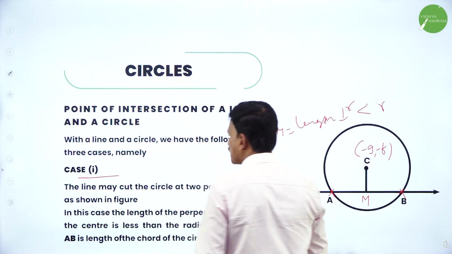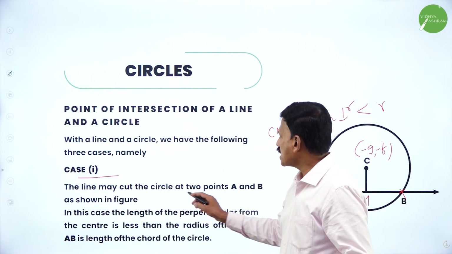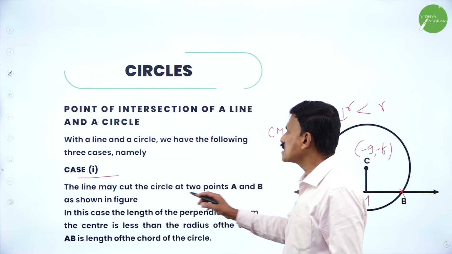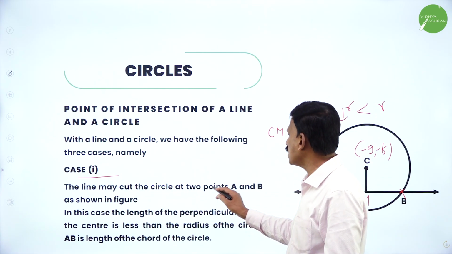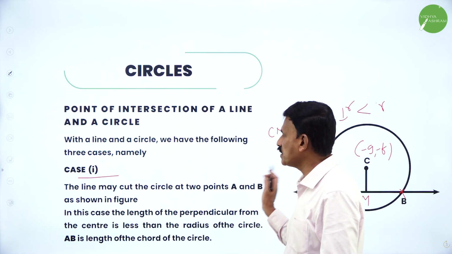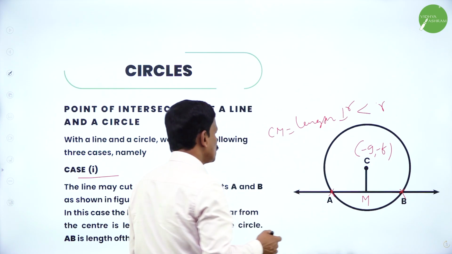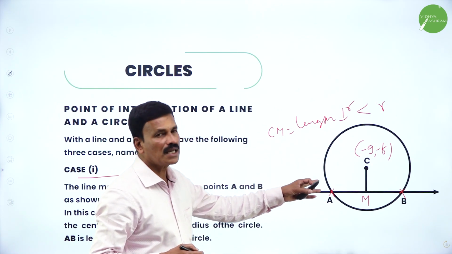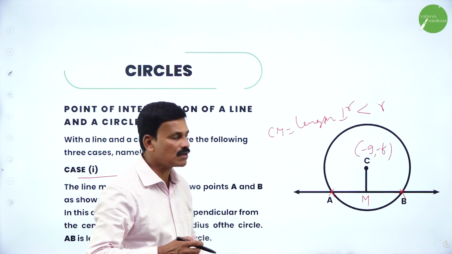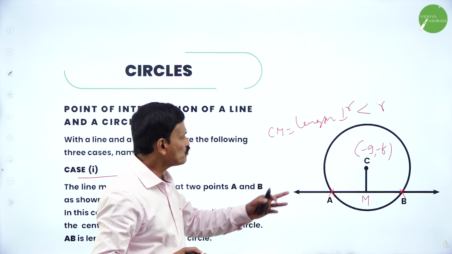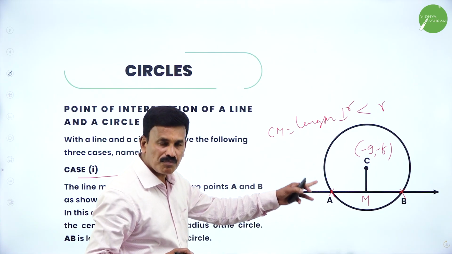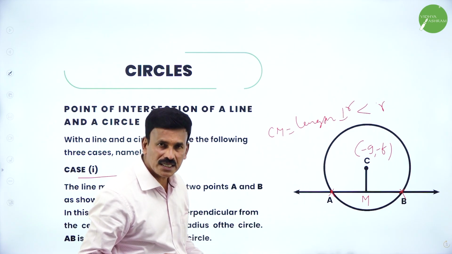So, first case, the line may cut the circle at any 2 points. If the line cuts the circle at 2 points A and B as shown in the figure, in this case, the length of perpendicular is less than the radius. Here AB is called the length of the chord.